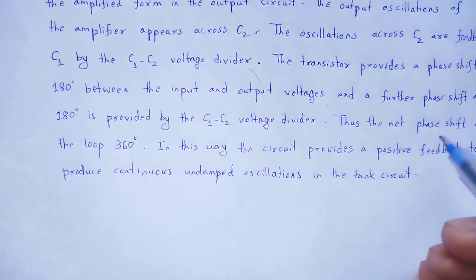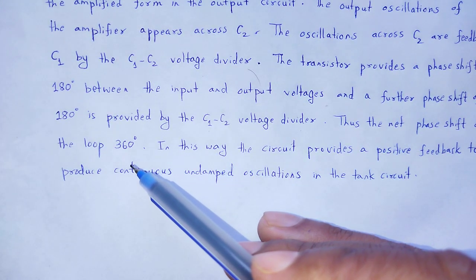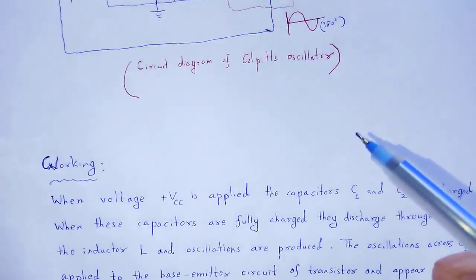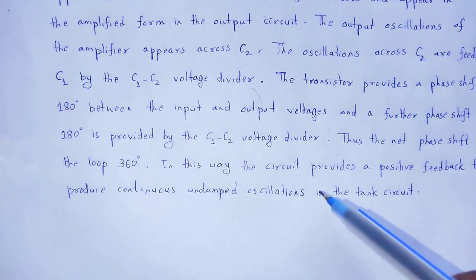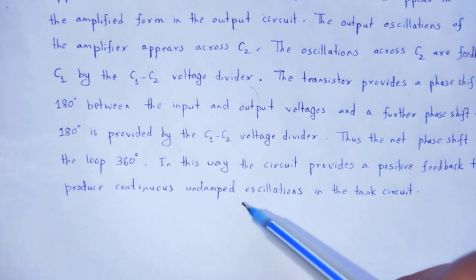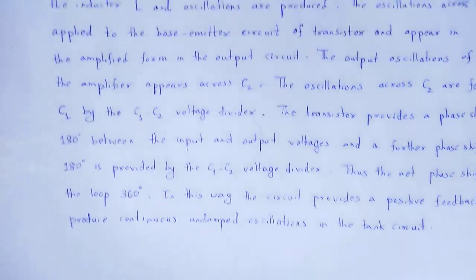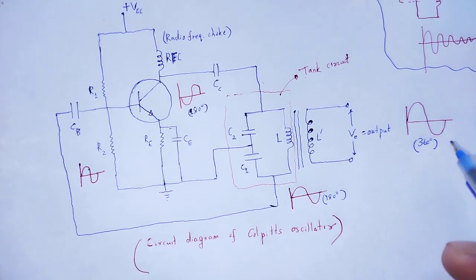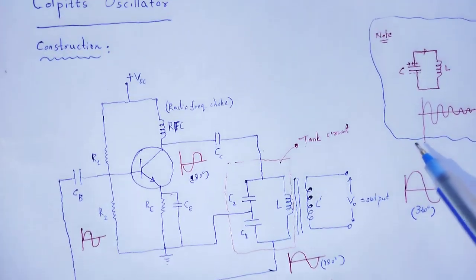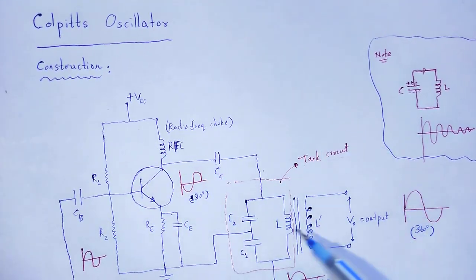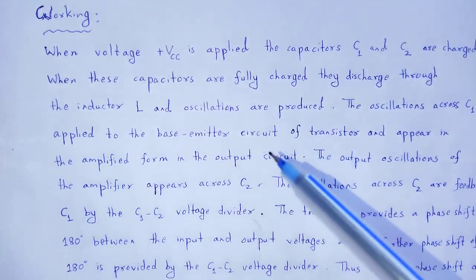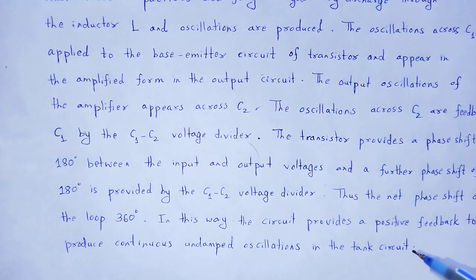Thus the net phase shift around the loop 360 degree, 180 degree plus 180 degree, 360 degree. In this way the circuit provides a positive feedback to produce a continuous undamped oscillations in the tank circuit, and output we have continuous undamped oscillations. That is all about construction as well as working of Colpitts oscillator.